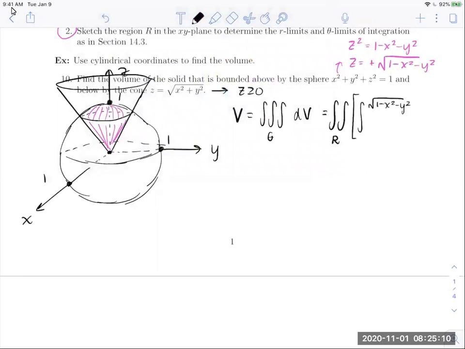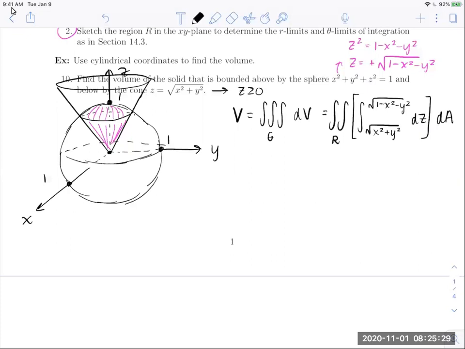And then the cone is what's bounding the lower portion of my region. And that's already solved for in terms of z. And then this is with respect to z. And then, of course, I have my dA tacked on the back.